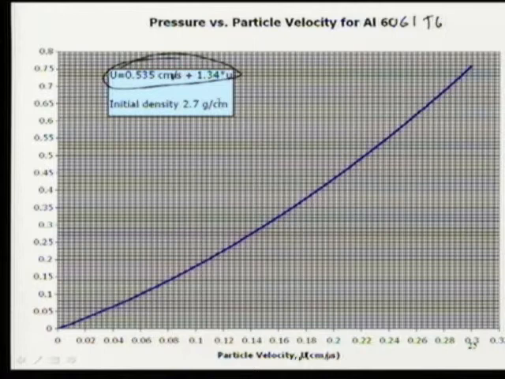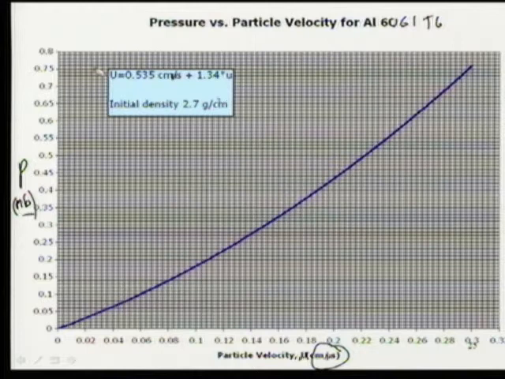And this would be for the pressure, and this is pressure in megabar. And this is particle velocity in centimeters per microsecond. So this is the kind of curve that the Hugoniot represents.